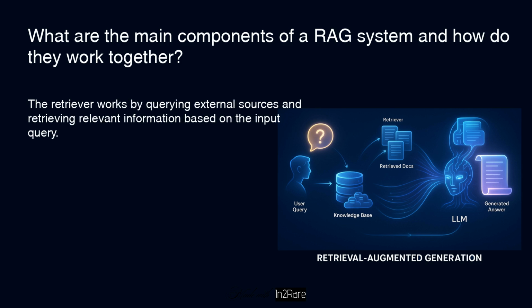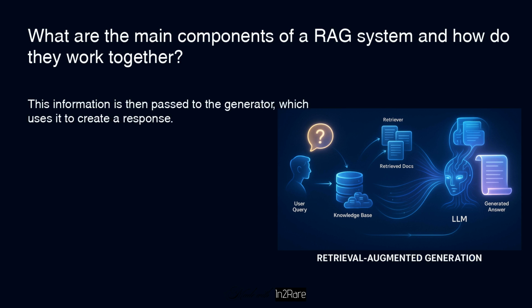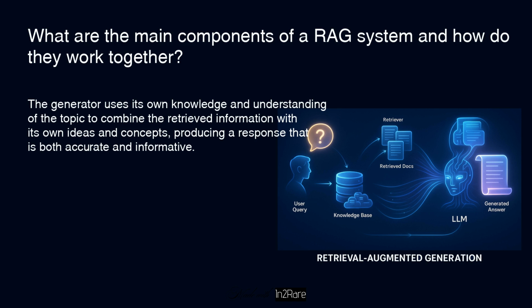The retriever works by querying external sources and retrieving relevant information based on the input query. This information is then passed to the generator, which uses it to create a response. The generator uses its own knowledge and understanding of the topic to combine the retrieved information with its own ideas and concepts, producing a response that is both accurate and informative.